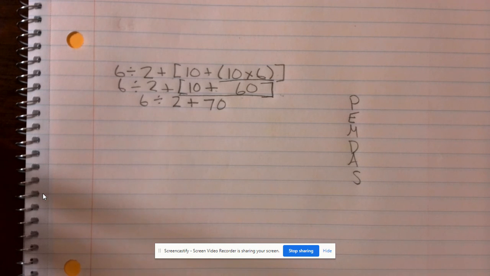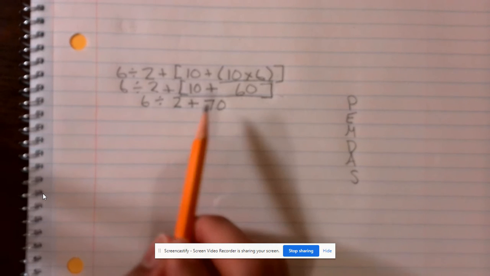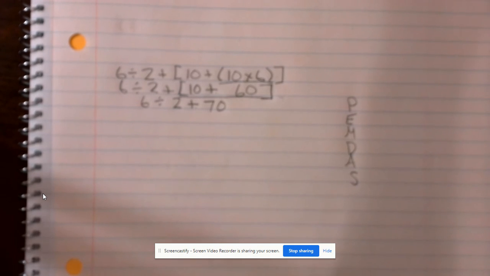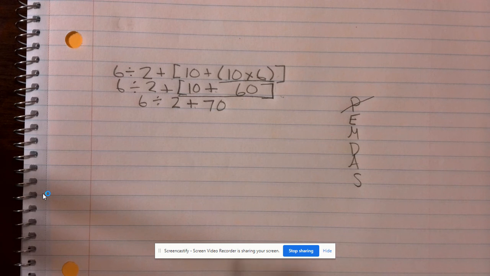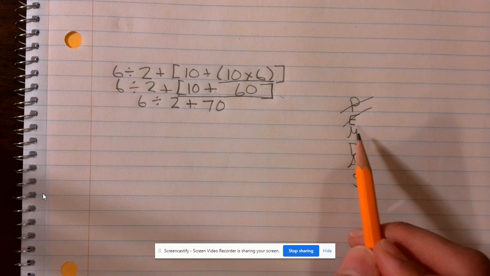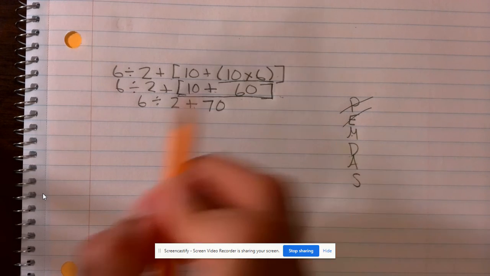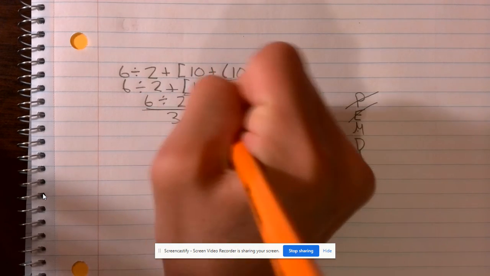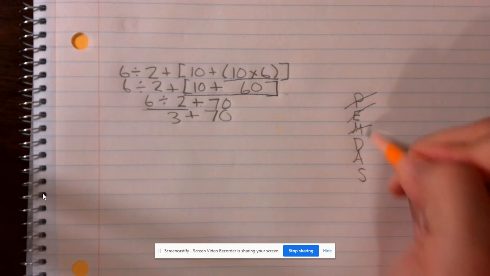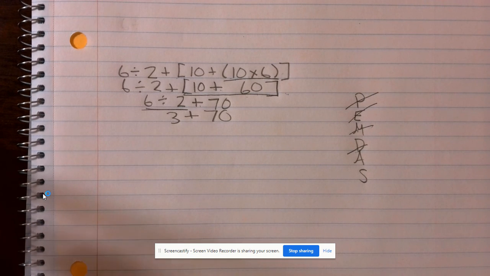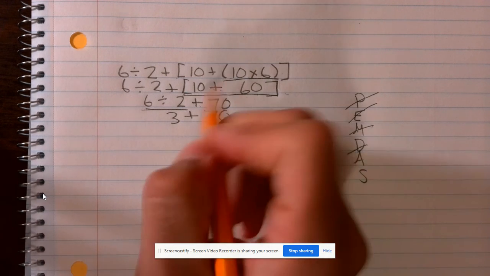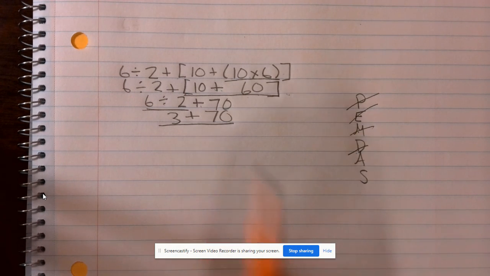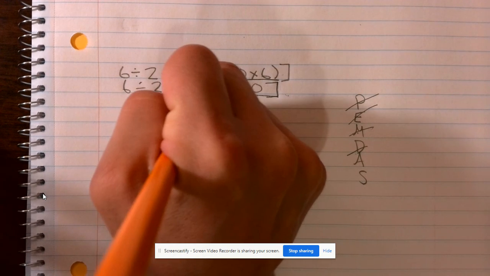The next step, is it division or addition? When you go back to your PEMDAS, we already got rid of the parentheses and brackets. We do not do exponents this year. We have multiplication or division is next. So here's division. So division is my next step. 6 divided by 2 is 3 plus 70. So we're done with multiplication and division, and my last step is addition or subtraction. So 3 plus 70 is 73, and 73 is my answer.